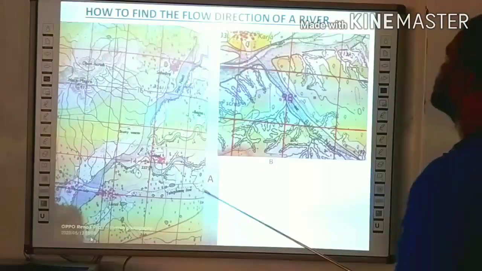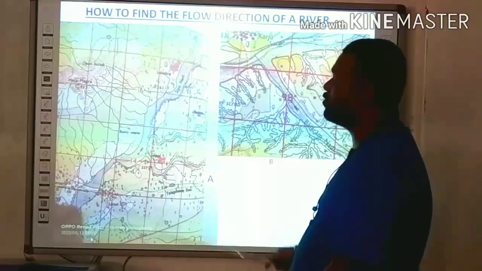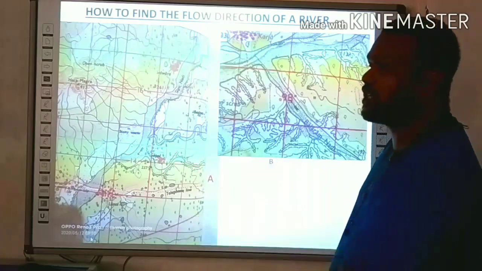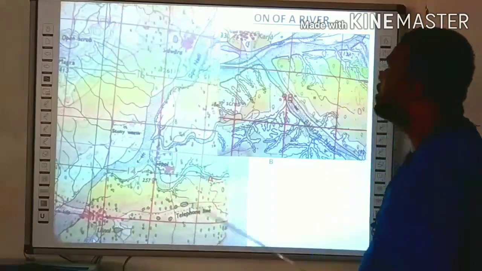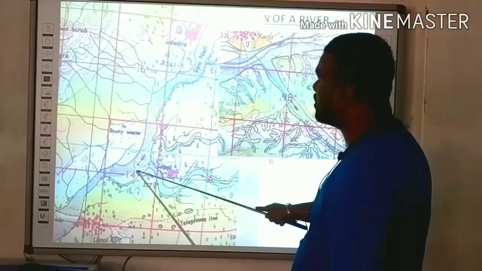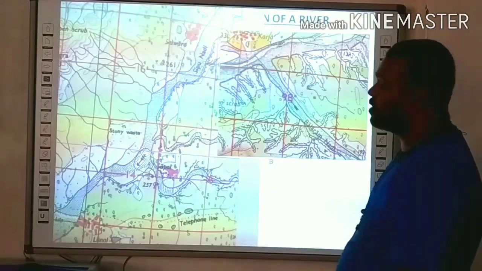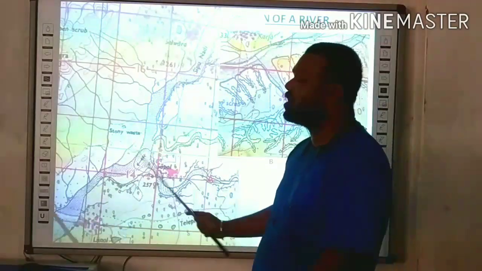Now how will you find the flow direction of a river? Can you see that river? Where is it? In Sipu Nadi. Now how will you find the direction? It is very easy to find. So here in this Nadi, can you see that arrow mark? This arrow mark indicates the flow direction. It means that the river is flowing from this part to there.